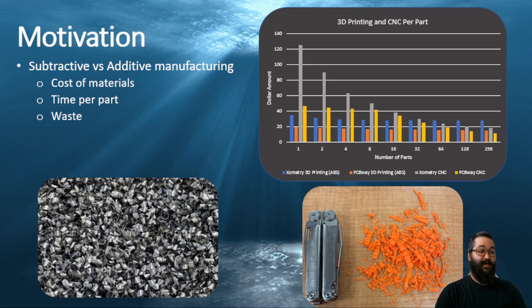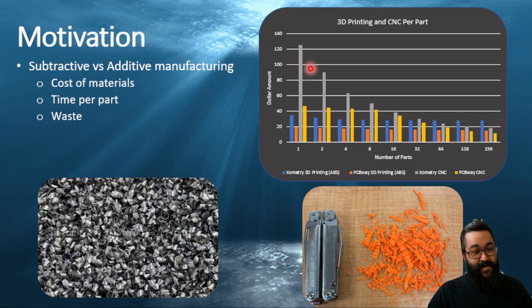So we're going to get into the cost of materials. If we look at this graph in the top right, I used two online companies to figure out the cost of the materials. The x-axis is the number of parts in the order, and the y-axis is the dollar amount for those orders. What we can see from the graph is that 3D printing for lower quantity parts is way cheaper than using a CNC machine that is being used for the subtractive manufacturing.